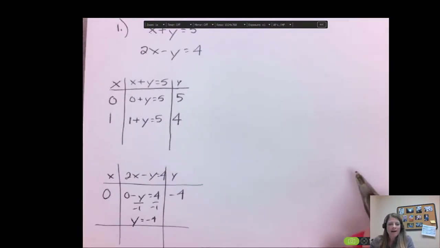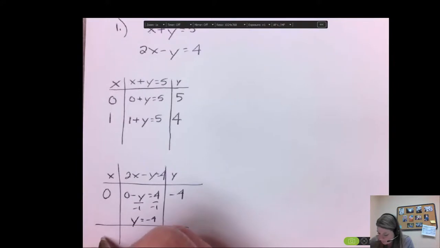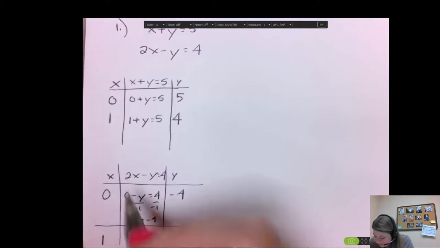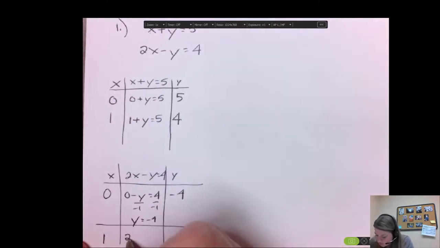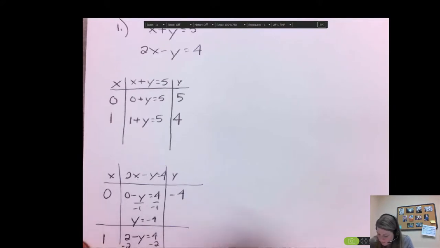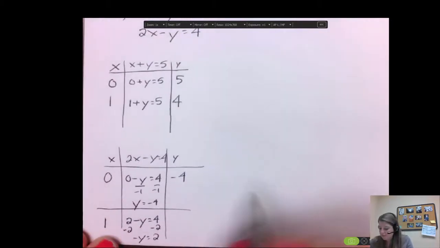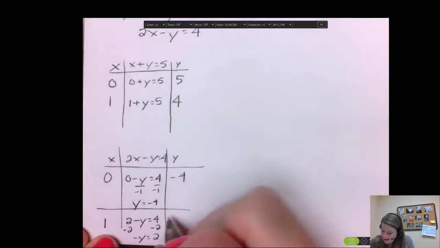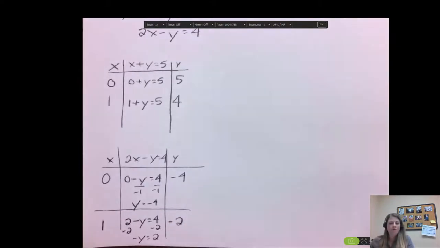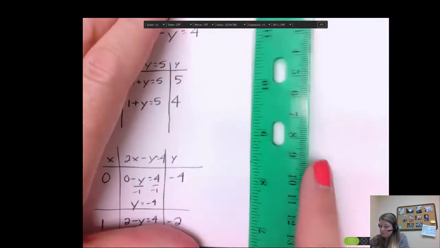Let's put in one other number here, maybe 1. 1 will work. So you'd have 2 times 1, or 2 minus y equals 4. So again, solve this. So minus the 2 over to the 4. So you have negative y equals 2. And I am running out of room on my paper. So if I divide by negative 1, I'm going to get negative 2. So let's graph those.